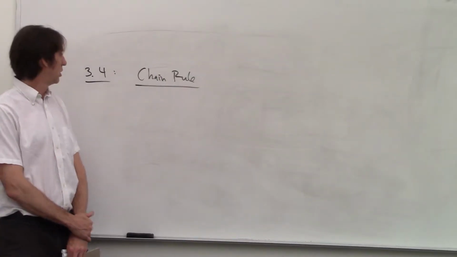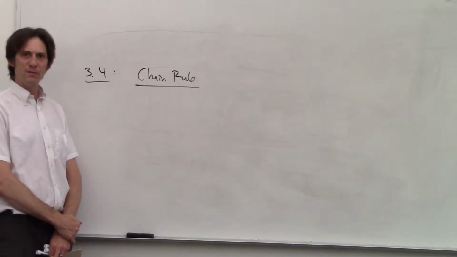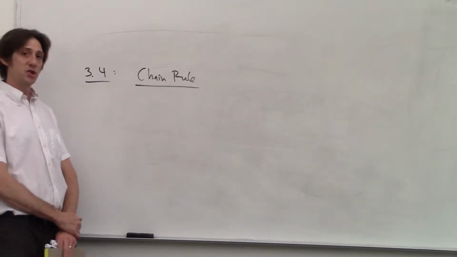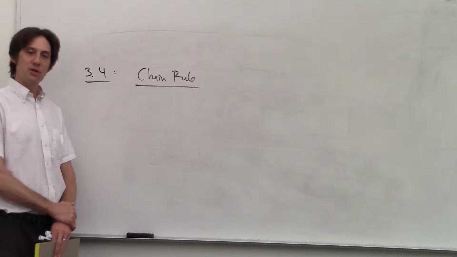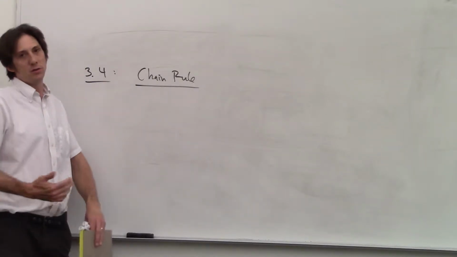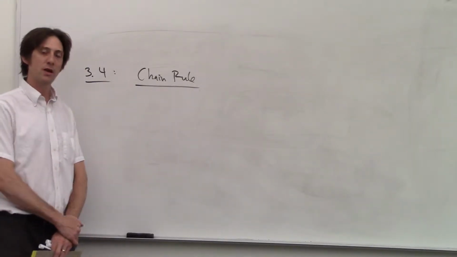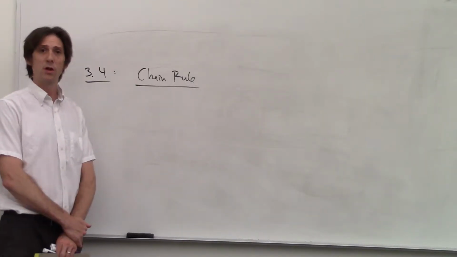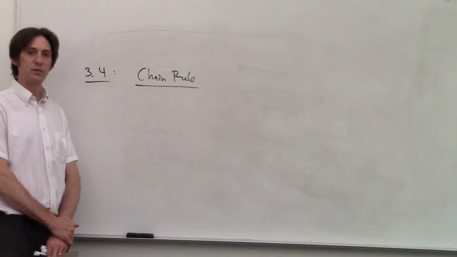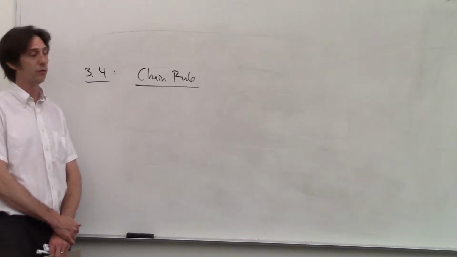Today, we're going to talk about section 3.4. This is the chain rule. We've now talked about a bunch of shortcut derivative formulas. Yesterday we talked about the product rule and also the quotient rule. Those are the rules that we have to use when we differentiate products or quotients.